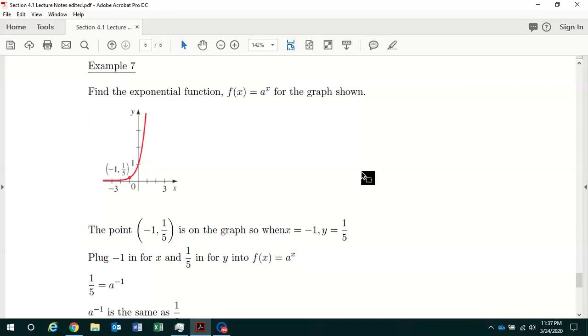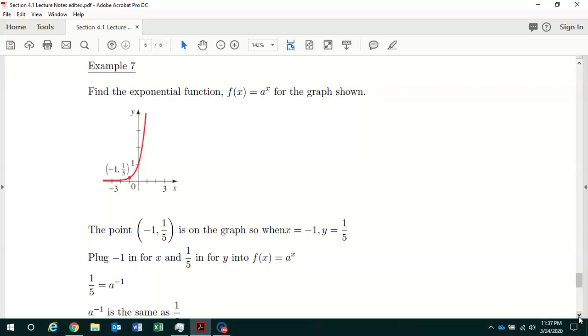On page 6 of your lecture handout, we're going to do the same thing for another exponential function. We're given a graph of an exponential function that passes through the point (-1, 1/5) in the coordinate plane. Minus 1 is the x coordinate, 1/5 is the y coordinate. And again, the form of our function is f of x equals a to the x. Remember, y values and function values are the same, so we replace f of x with y, and then we put in 1/5 for y and minus 1 for x.